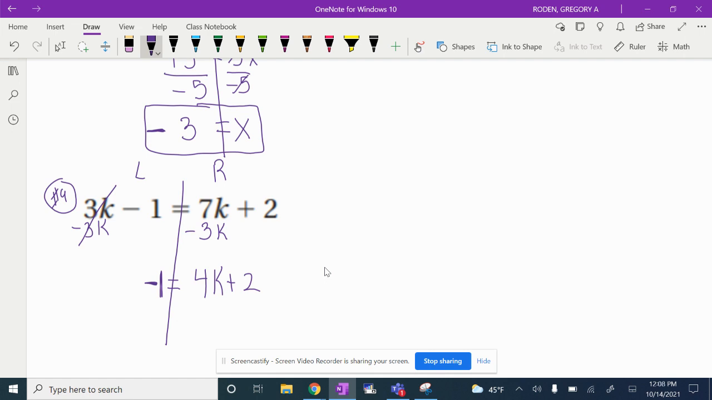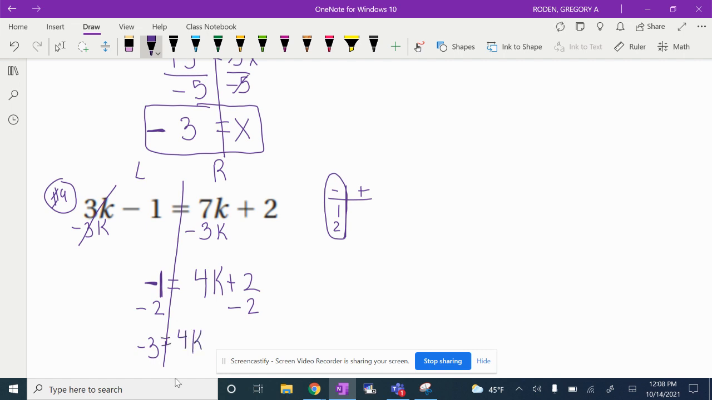And now I'm ready to solve again. So I can subtract 2 from both sides to get, and then I can do my negative positive chart over here. I got my negative, I got my positive. My 1 is negative, my 2 is negative. When they're both negative, I add and keep the common sign, which is 2 plus 1 is 3. So this is going to be negative 3 equals 4k.